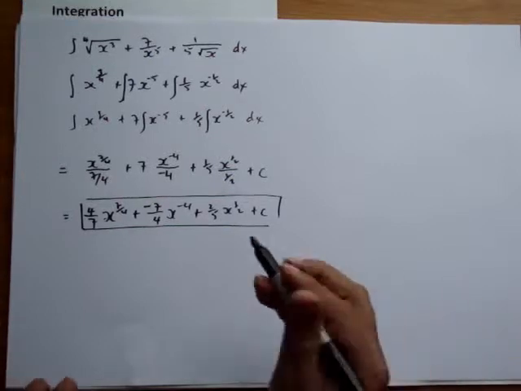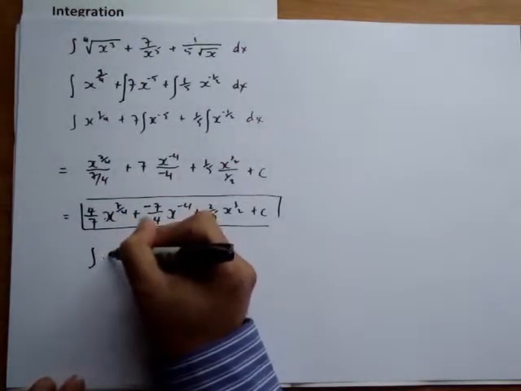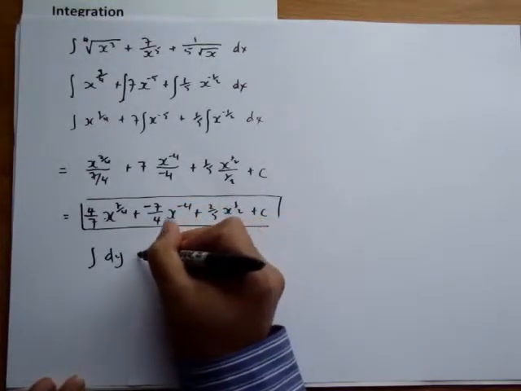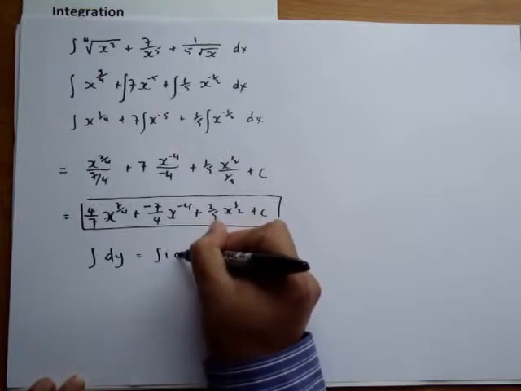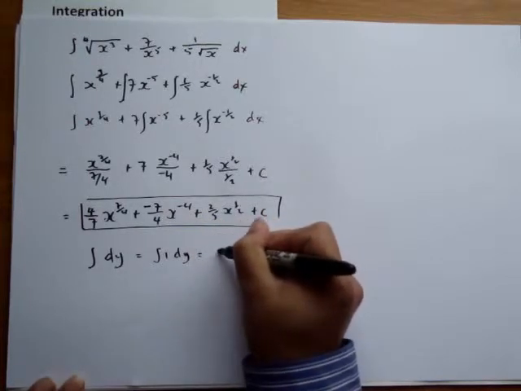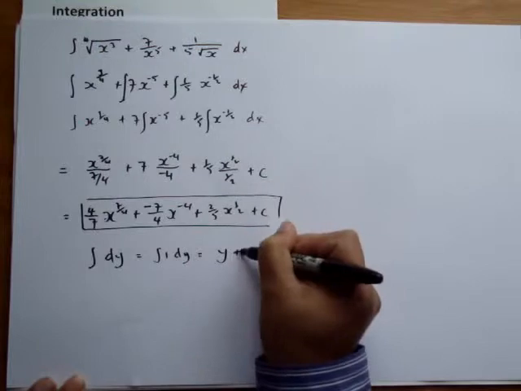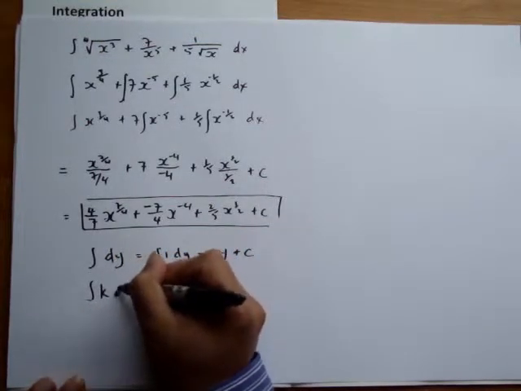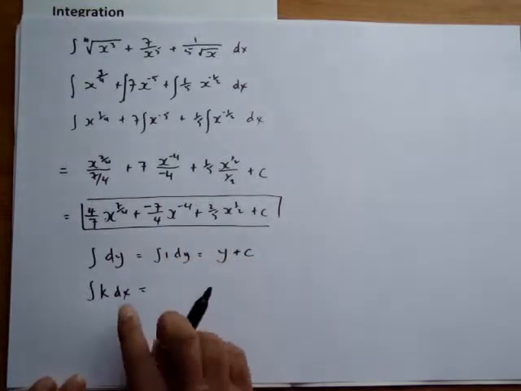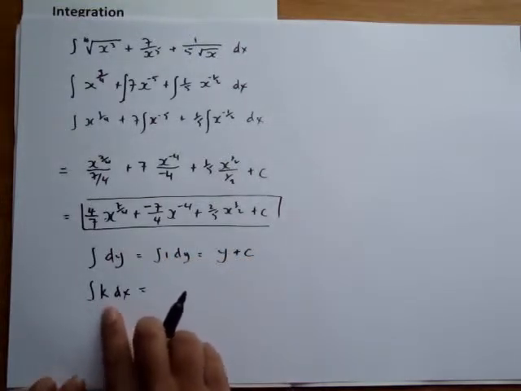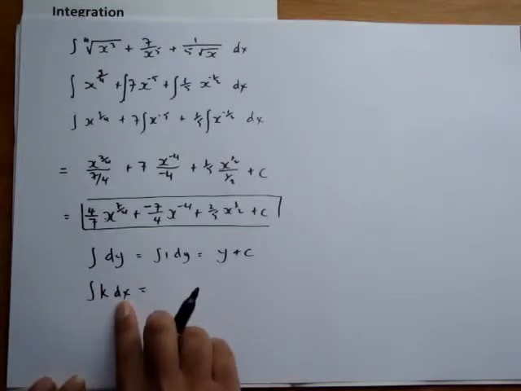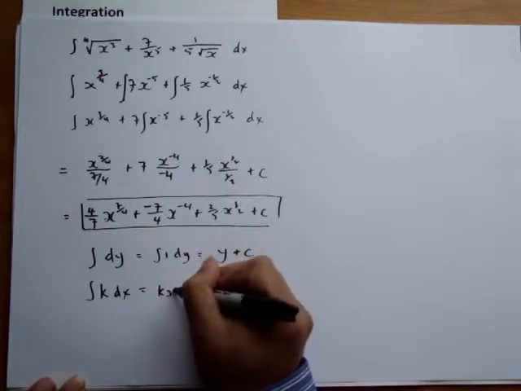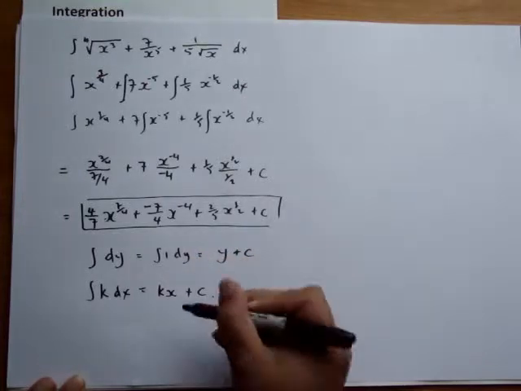Just a quick aside, if we have the integral of dy, this equals the integral of 1 dy equals y plus c. Integral of k dx, we're integrating with respect to x, and there is no x there, so we treat everything as a constant, so this equals kx plus c.